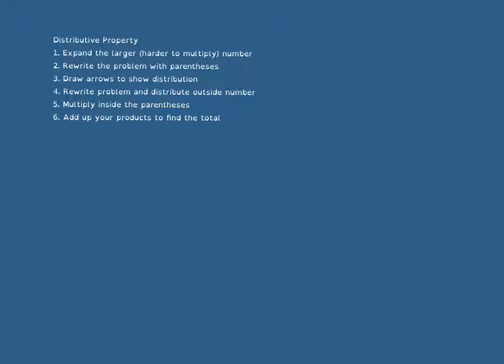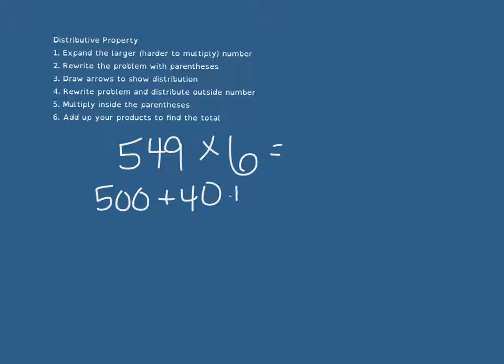Now we're going to do a different problem. Let's do 549 times 6. My first step is to expand the larger number or the harder to multiply number. So I'm going to expand my 549 into 500 plus 40 plus 9.